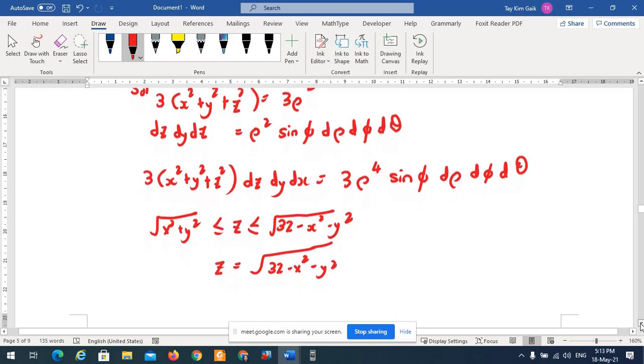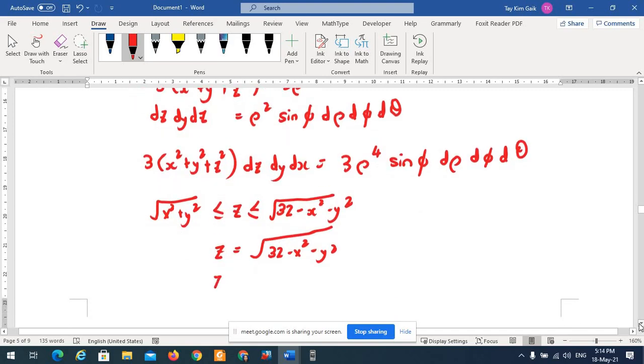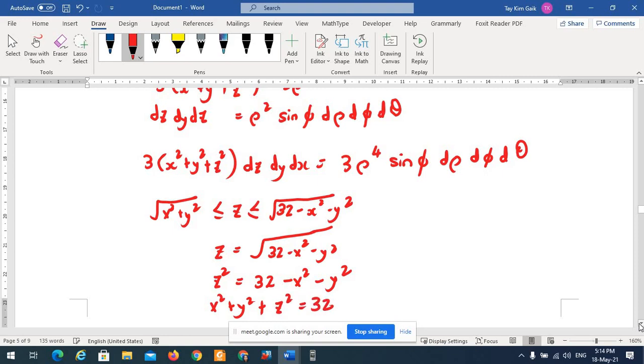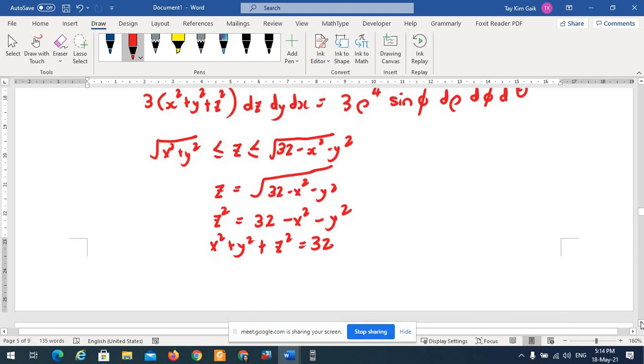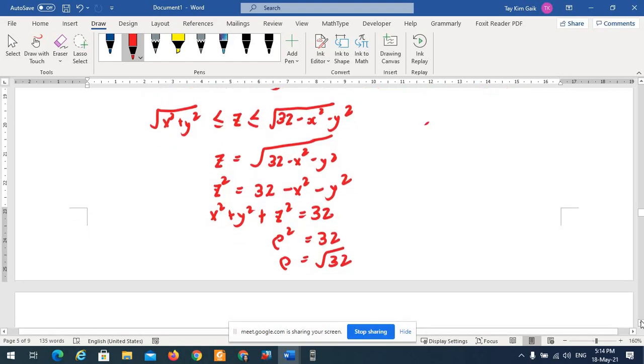Taking the upper surface z equals square root of 32 minus x squared minus y squared, we square both sides. So z squared equals 32 minus x squared minus y squared, so x squared plus y squared plus z squared equals 32. And x squared plus y squared plus z squared is rho squared, so rho squared equals 32. Therefore rho goes from 0 up to square root of 32.